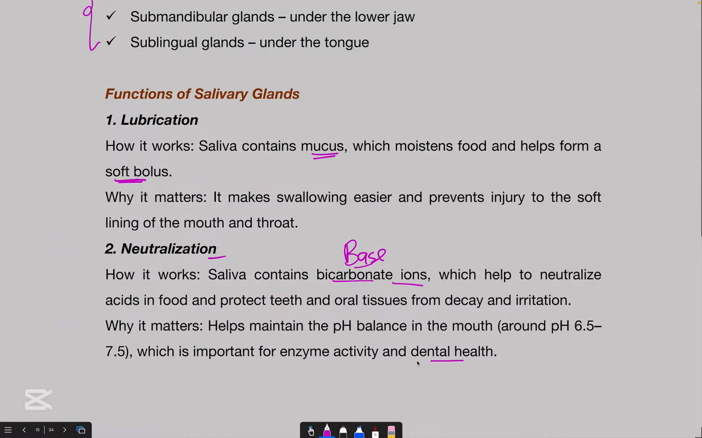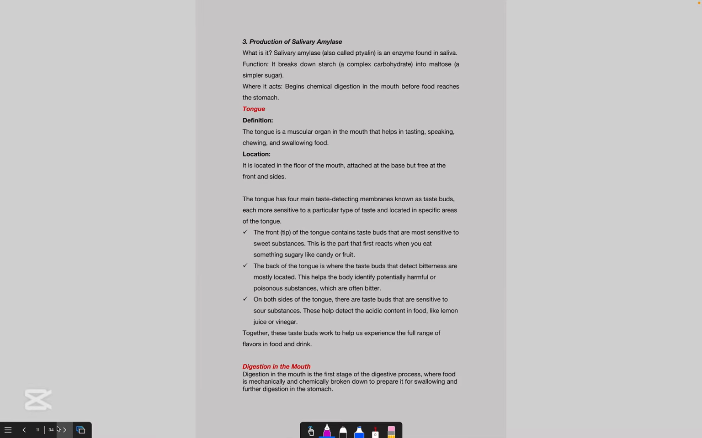Of course, the salivary gland also produces saliva, and saliva contains salivary amylase and ptyalin, which are what? Ptyalin is salivary amylase, which is an enzyme that helps to break down starch also in the mouth. Is that okay? So that is that. Now let's see the next one.